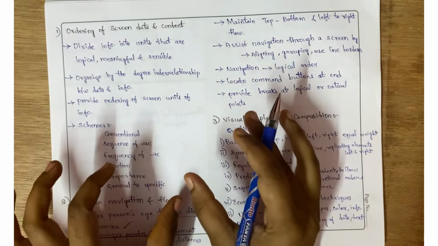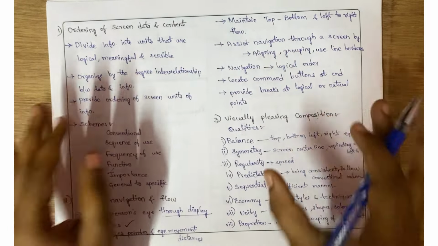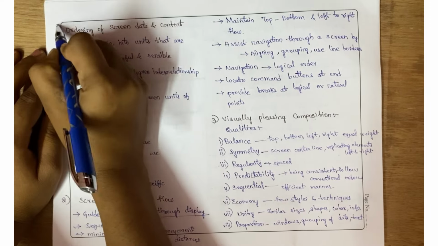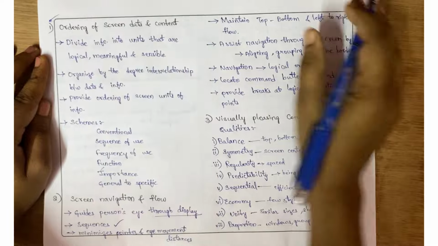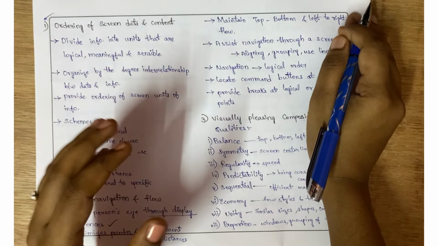In screen navigation and flow, one should maintain top to bottom and left to right. That means, now I have started the video explaining from here, so from the top I have moved down, and after left I am moving to right. This pattern should be followed in screen navigation and flow.